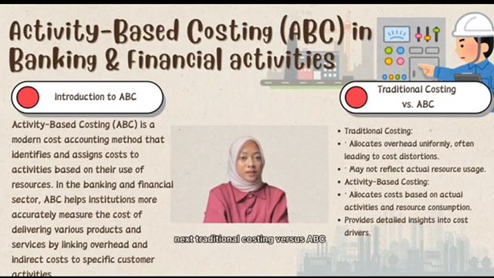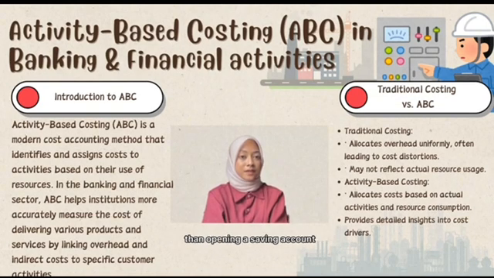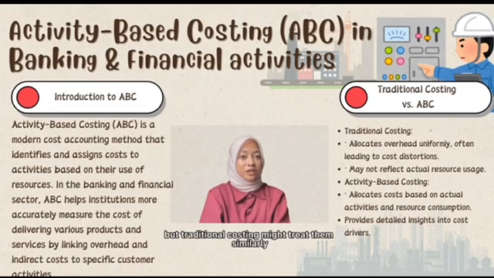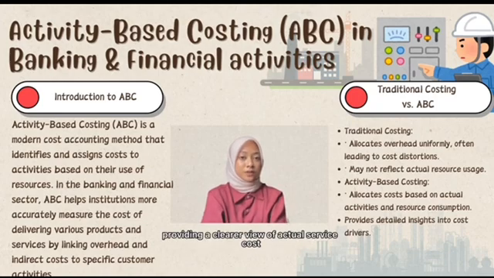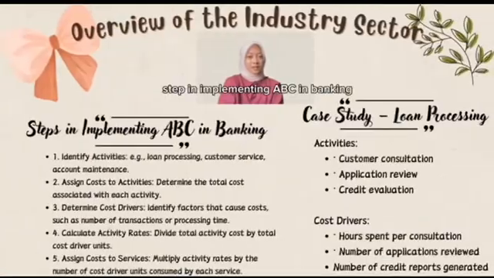Next, traditional costing versus ABC. Traditional costing methods often assign overhead uniformly, leading to distorted service costs. For example, processing a mortgage might be far more resource intensive than opening a savings account, but traditional costing might treat them similarly. ABC fixes this by linking costs to the activities that generate them, providing a clear view of actual service costs. Steps in implementing ABC in banking.